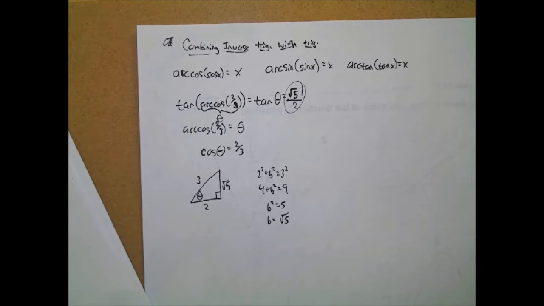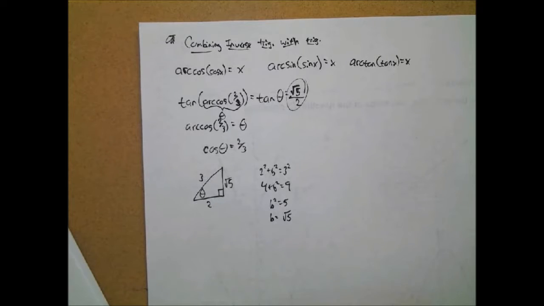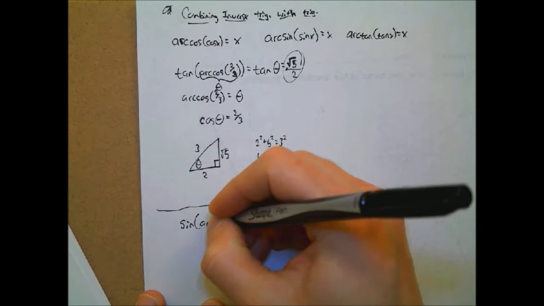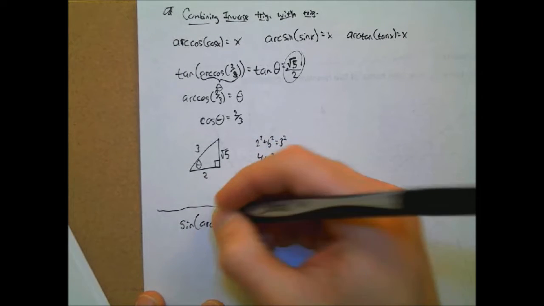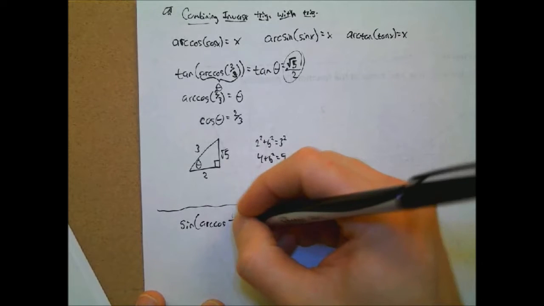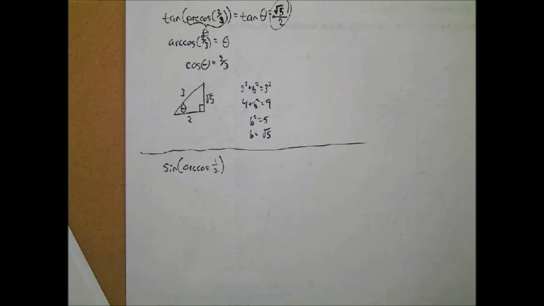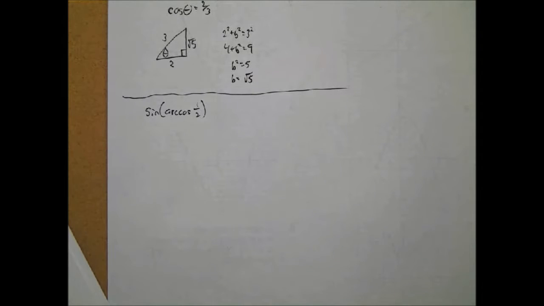Okay. Let's try another one here. Let's do sine of the arc cosine of 1/2. Again, these are not direct inverses of each other, right? Sine and arc cosine, they don't cancel each other out. But we can still do just like we did before here.